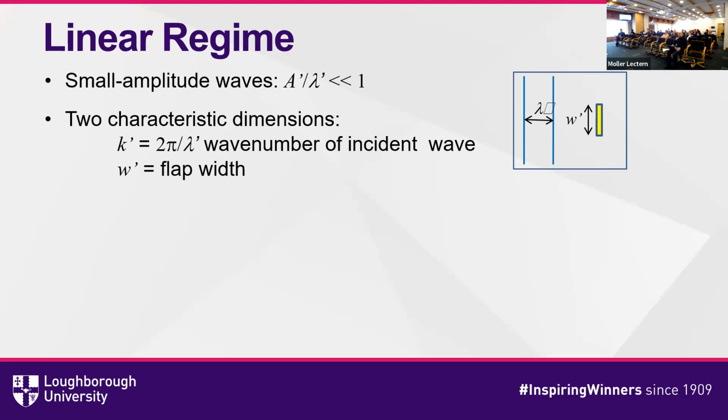K prime is the wave number. W prime is the width of the flap. So we can define then a characteristic parameter, which is the product between K prime and W prime.